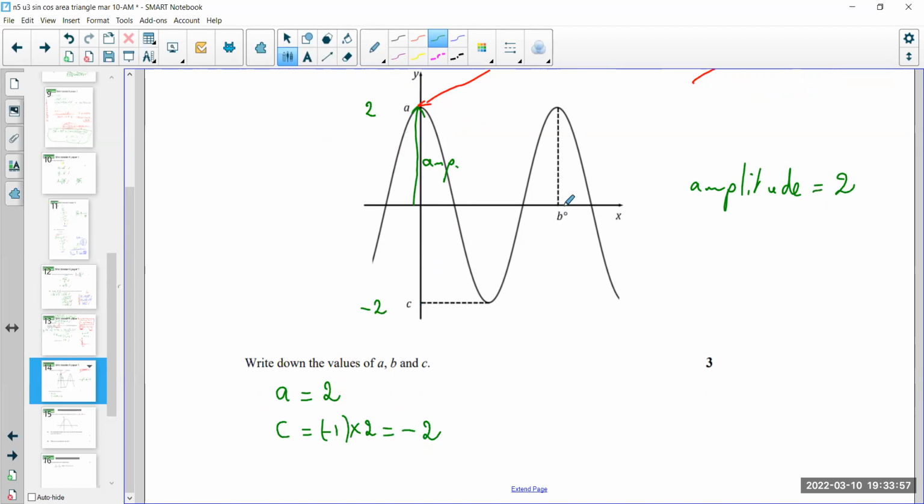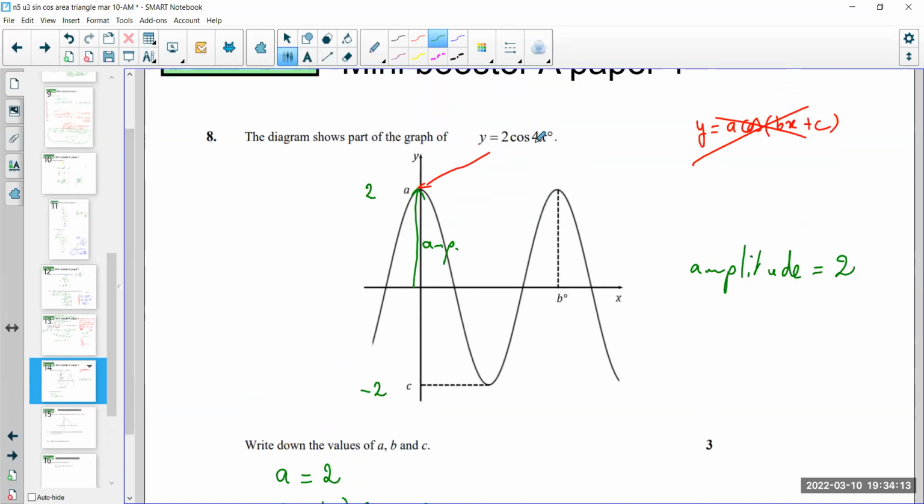Now, what is B? They've even put a wee, can you see the small dot there by the B? So they want you to give B as something in degrees. And that should prompt you. If I've got 4 x's, that means 4 of these fits within 360.